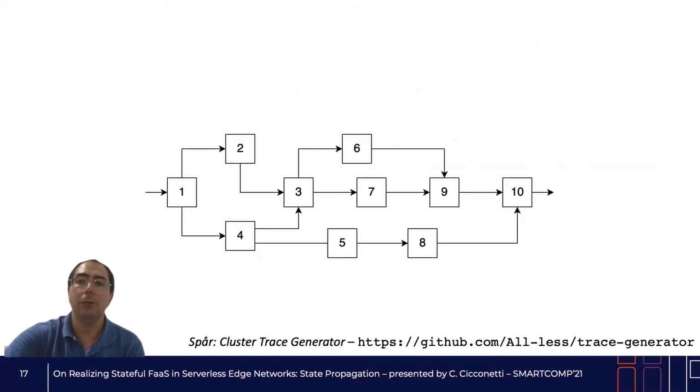On the other hand, we needed a way to generate our workload. For this, we have used SPAR, which is a generator of cluster traces, which has been tuned based on the traces made available publicly by Alibaba for their cloud jobs. SPAR produces applications in the form of directed acyclic graphs, DAGs, like the one shown in the slides. Actually, what we need is a chain of function invocations with some state.